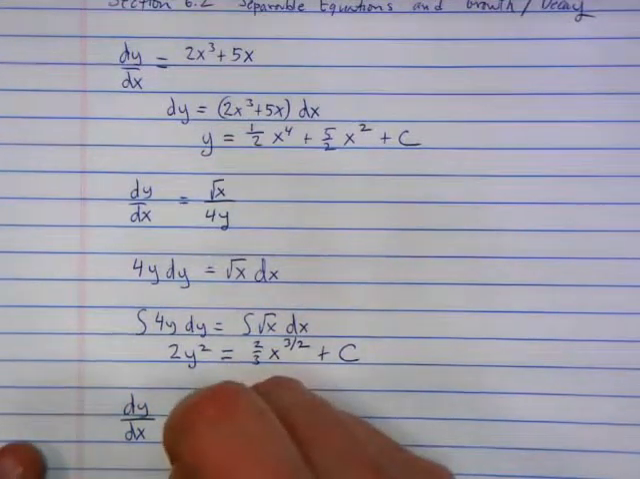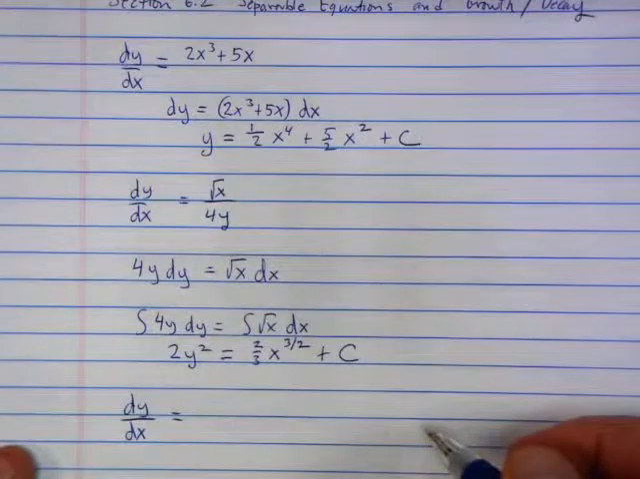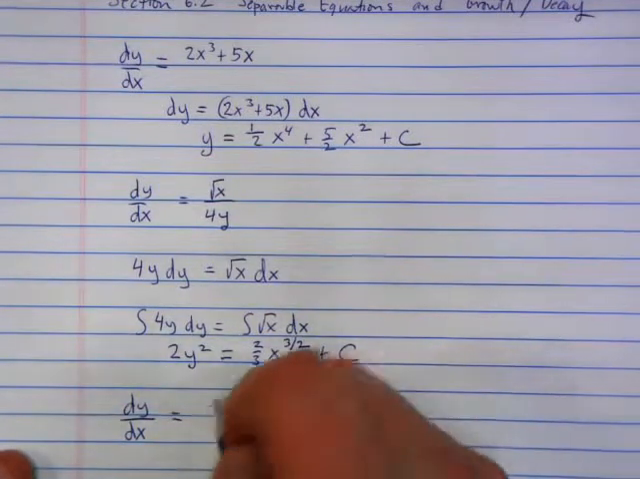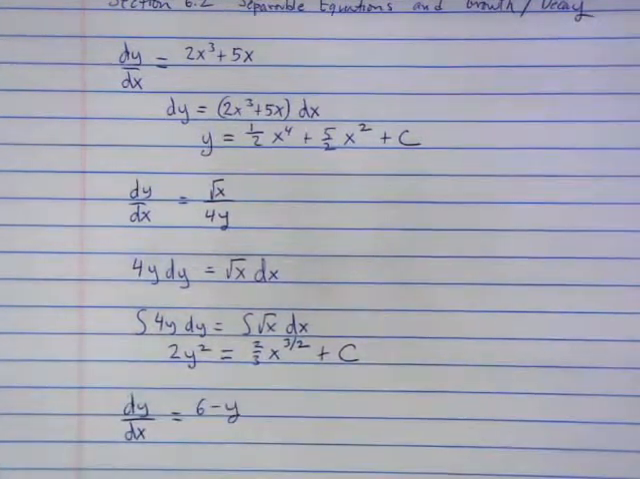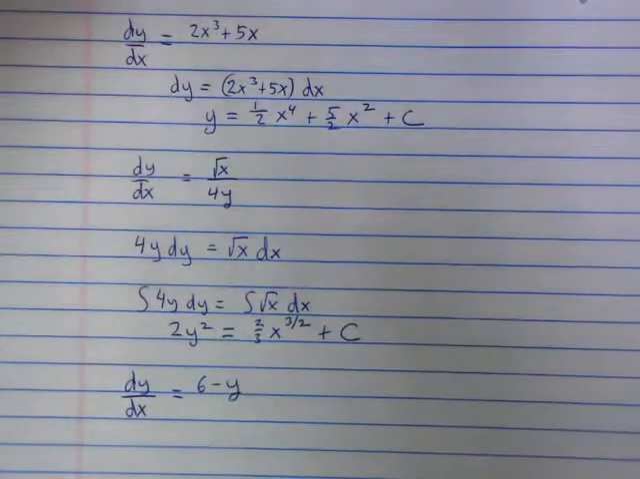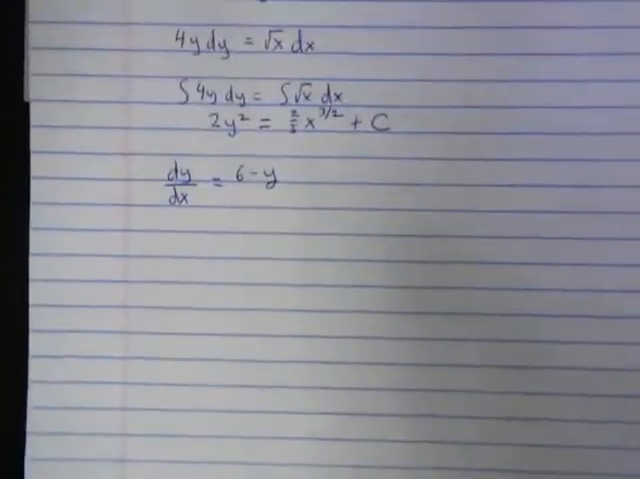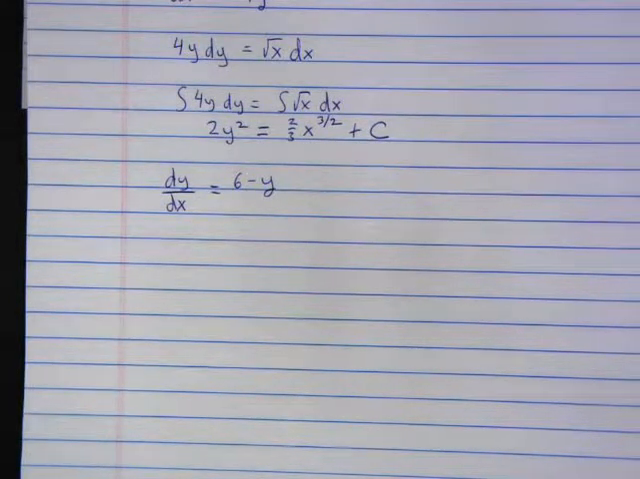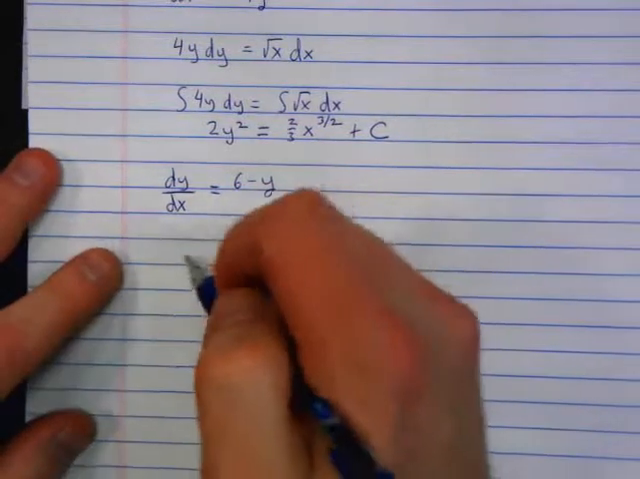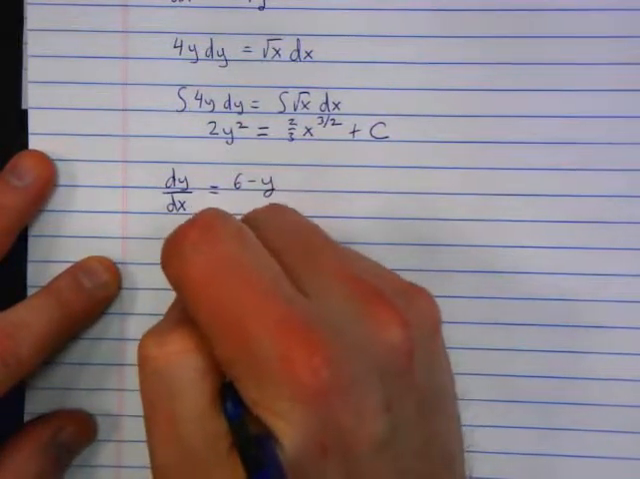All right, here's another one: dy dx equals 6 minus y. Can't you separate the variables? Yes, how? Add y and multiply by dx? Yeah. All right, that's a very common mistake that people make. It doesn't work, and I'll show you why.